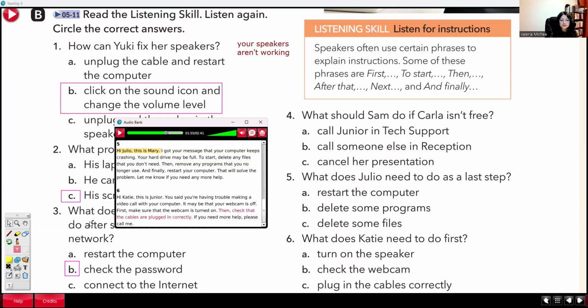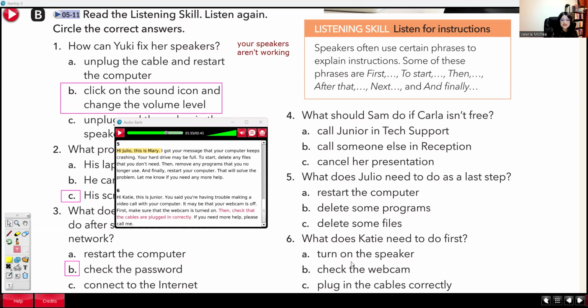Yeah, what do we have in the question? Let me relaunch it so you can start voting. And we have, what should Sam do if Carla isn't free? He should call Junior in tech support, he should call someone else in reception, or he should cancel the presentation. Let me know what you think. Let me give you a few more seconds to vote.